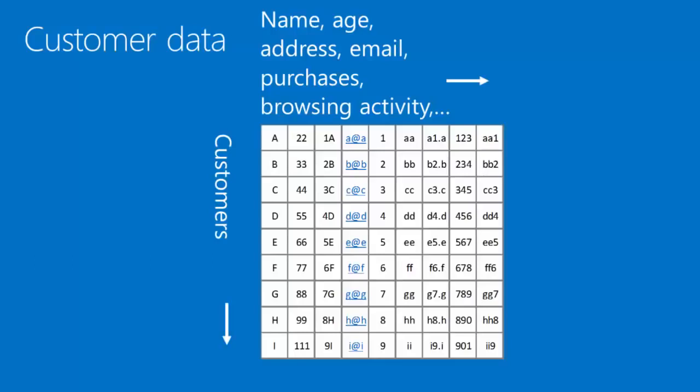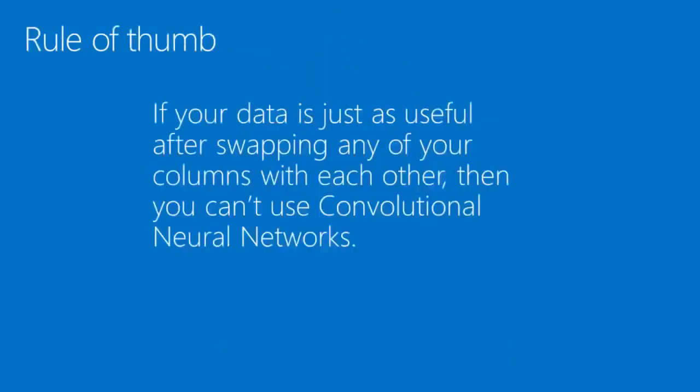If I were to take an image and rearrange the columns and rearrange the rows, it would result in a scramble of pixels, and it would be difficult or impossible to say what the image was of. There I would lose a lot of information. So as a rule of thumb, if your data is just as useful after swapping out any of the columns for each other, then you can't use convolutional neural networks.